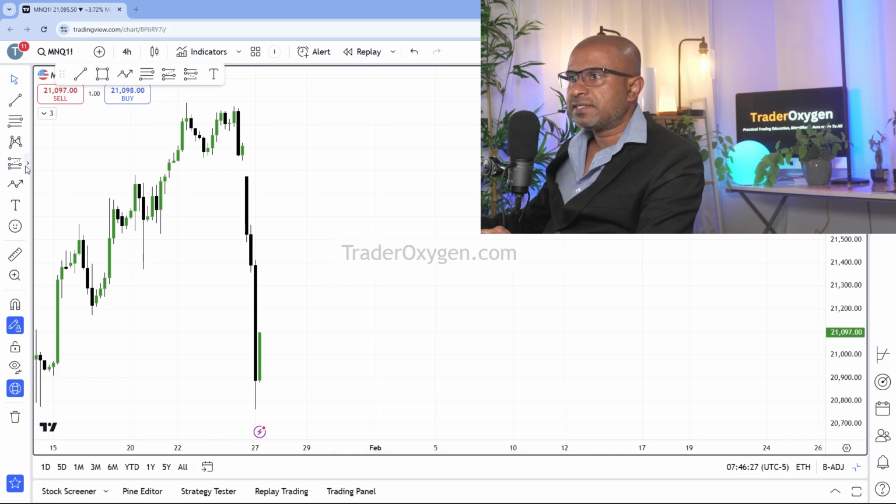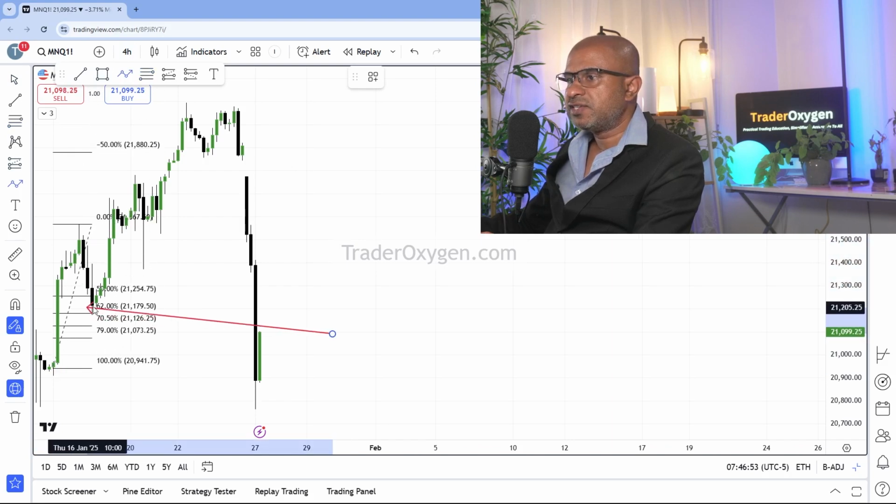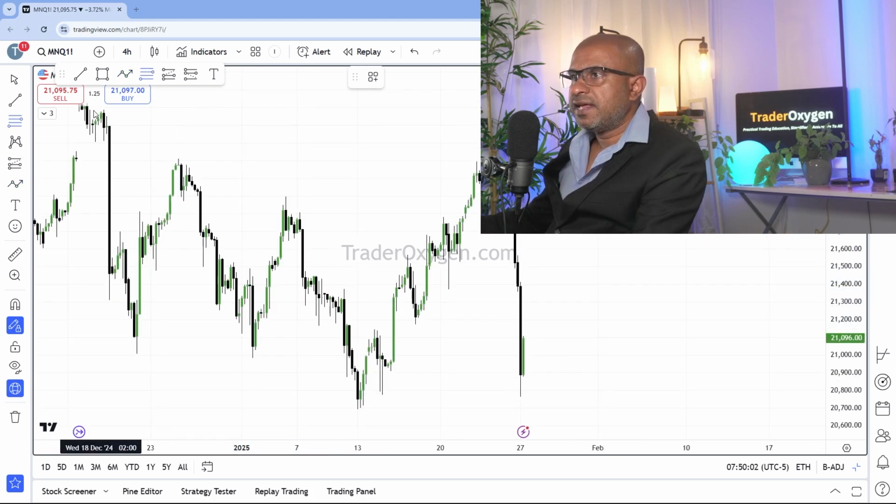Okay, so in this example, we are in a 4-hour chart. Let's say we draw the Fib from this swing low into this swing high, the price has retraced to the 62%. There you can place a buy entry, and then when the price reaches the 0 level, basically you can take your first take profit.